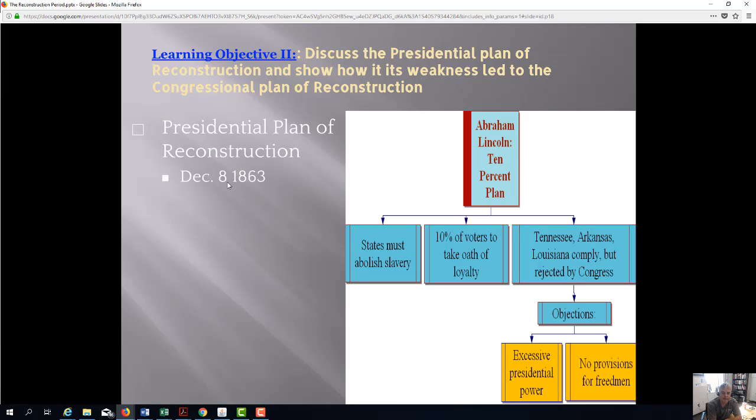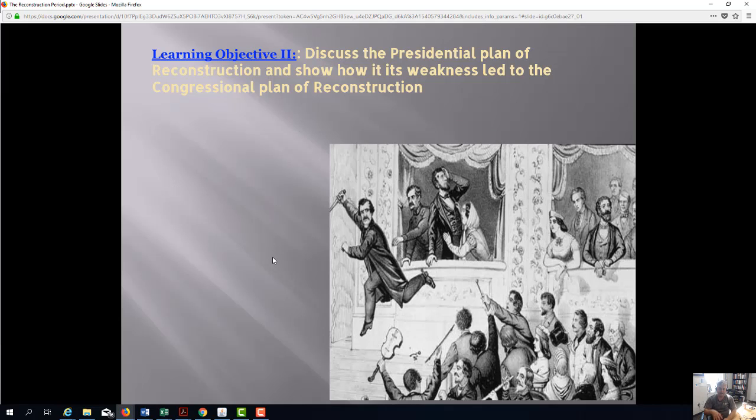So, just to recap, the 10% plan is announced December 8th, 1863, during the Civil War. The president announces basically that there will be Reconstruction and the president will lead it. And again, it's to get the South back into the Union quickly. And then later, once the Civil War is over, the 13th Amendment is ratified of that same year.